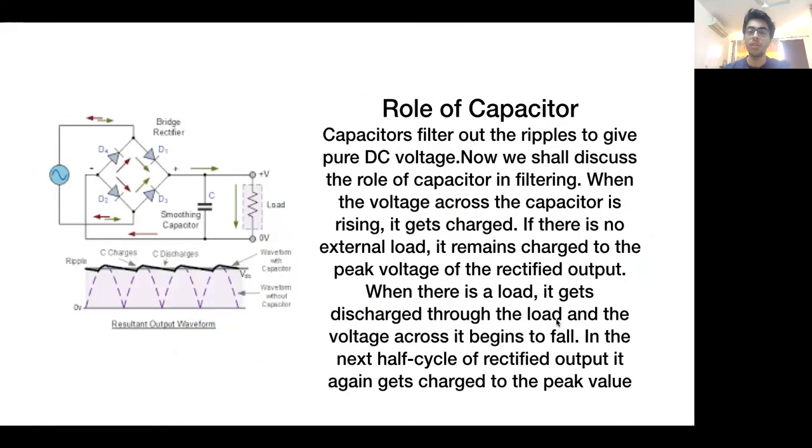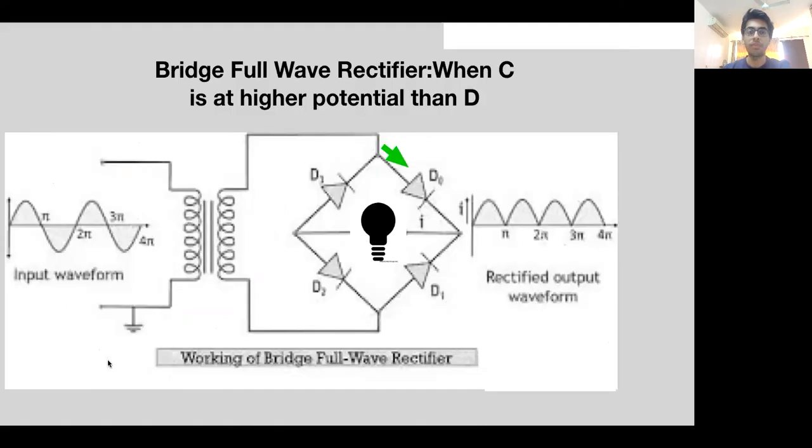Now we come to the role of the capacitor in this full wave rectification. What will happen here is that we won't get an exact pure DC voltage; there will be ripples, as you can see in the output waveform. So what we do is place a capacitor, and when the voltage across the capacitor is rising, it gets charged. If there is no external load, it remains charged to the peak voltage, and when there is a load, it gets discharged through the load. This way we can ensure that the ripples are eliminated in our output waveform.